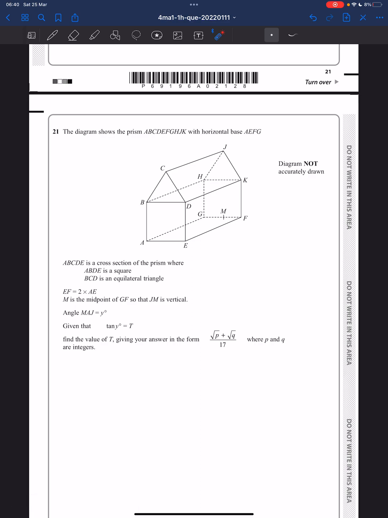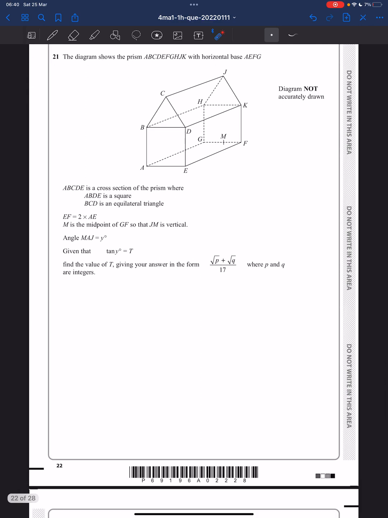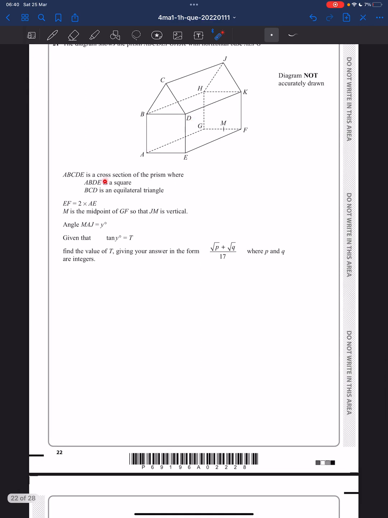21. Here's a prism with base... So it's a prism means it's the same all the way through. If we just cut through a vertical plane all the way through, it'll always have this shape here. A to B to C to D to E.